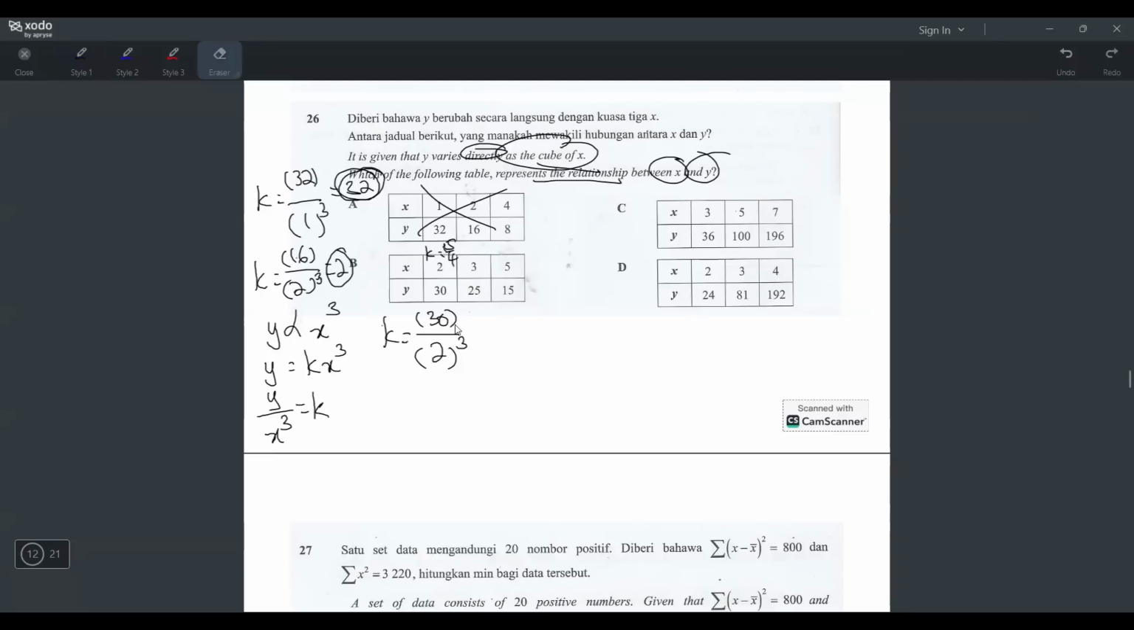And we will try again, but this time we use the other one, the 3, 25. So the y this time is 25 and the x is 3, right? So let's press 25 divided by 3 power 3 and see whether I get the same k or not. So 25 divided by 27. Okay, I get a different one. I get 25 over 27. Can you see this k and this k are not the same? So B is confirmed wrong.